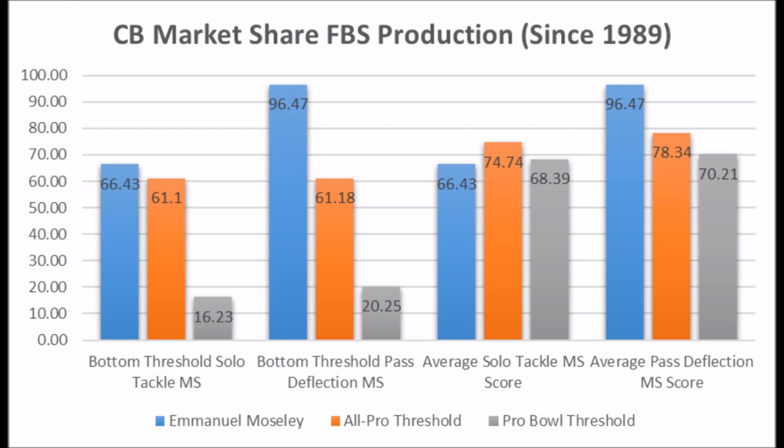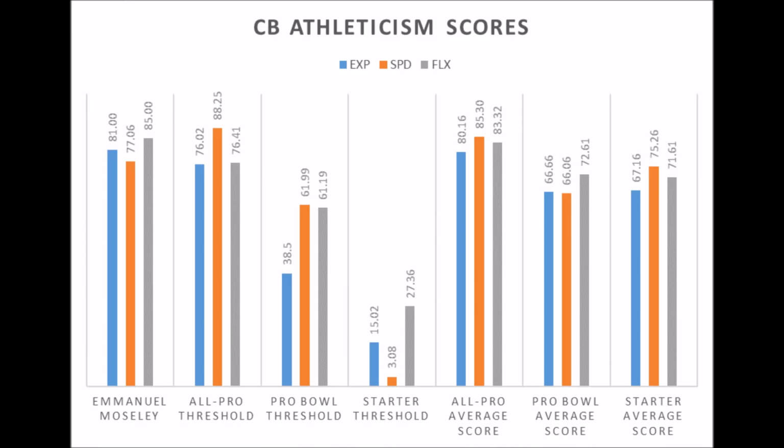Then we get to his athleticism data: 81 in terms of explosion, 77.06 in terms of speed, and 85 in terms of flexibility for his size. All those marks pretty much hit Pro Bowl potential, more so than All-Pro potential, but again, a very strong overall profile. Now, Moseley was a guy that I was familiar with. I liked his film a lot, and just didn't get a lot of traction.